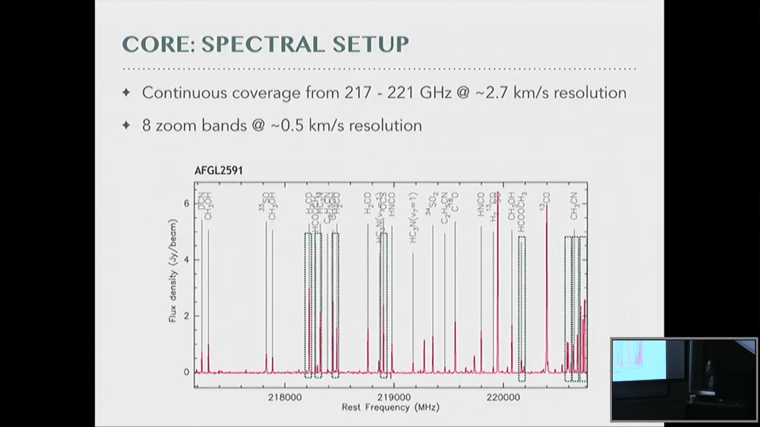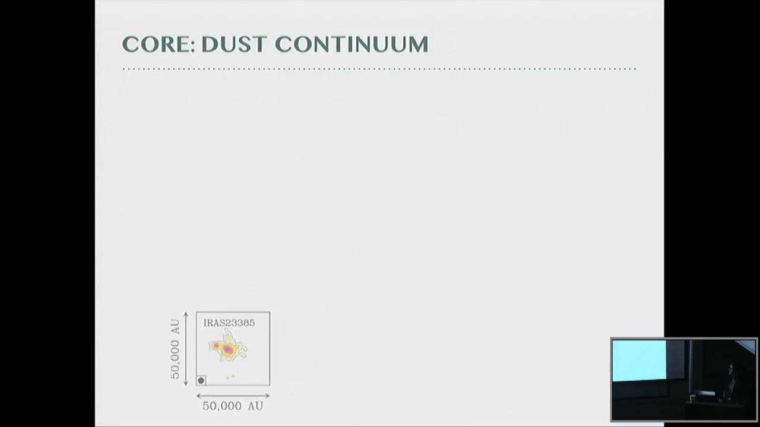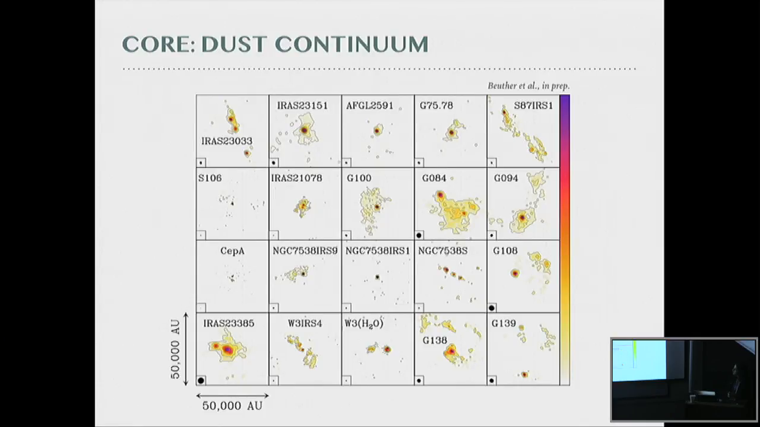First I will show you our dust continuum results. Here you see a 50,000 by 50,000 AU box, and here's the dust continuum at 1.3 millimeters for IRAS 23385. You can see that we resolved a couple of cores here, and the full sample looks something like this. Here we've put all the sources at the same linear scale, so you can compare each box with the other. We have cases for which we resolve just singular cores, and other cases where we see more than a dozen cores.